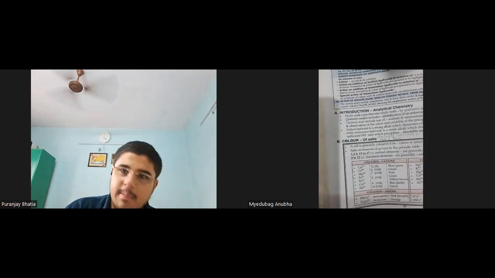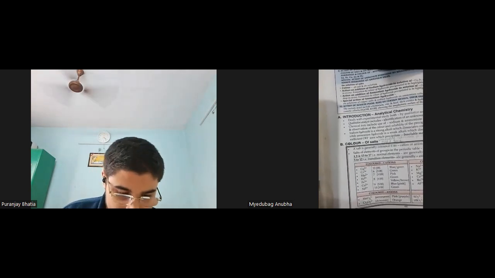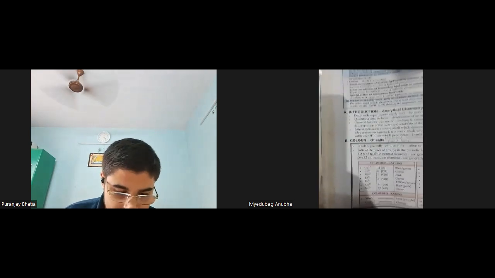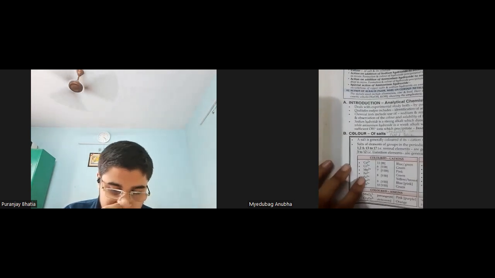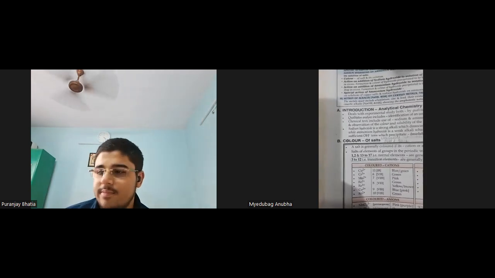Now coming towards our colored cations. You know very well why we call them cations, because they all have a positive charge. The first one is copper. Then you have Cr. Cr stands for, any idea? Chromium. Good. Mn stands for manganese. Fe is for iron. Fe exhibits two valencies, Fe2 plus and Fe3 plus. Then you have Co, which stands for cobalt, and Ni stands for nickel.